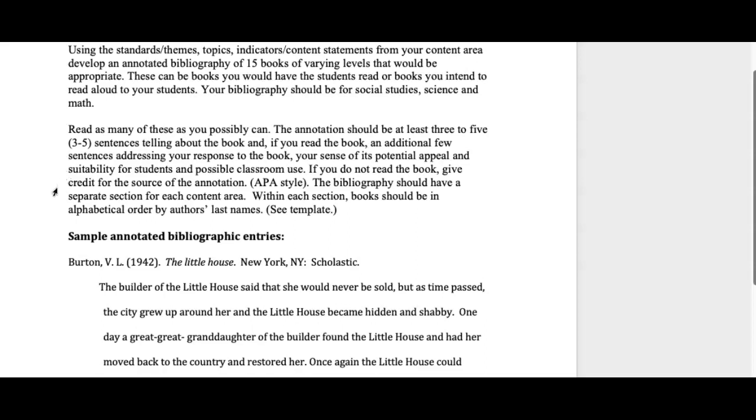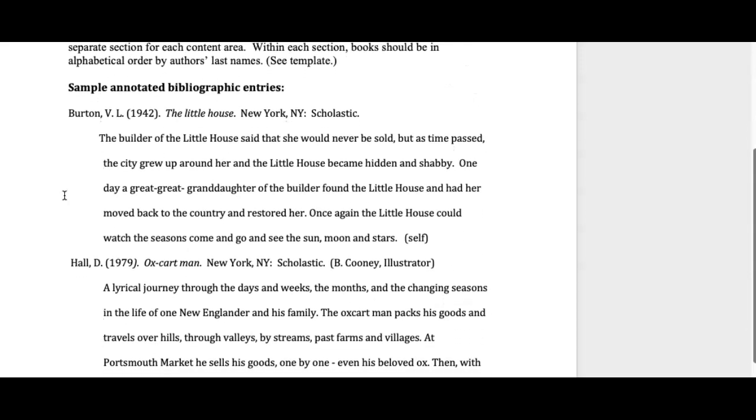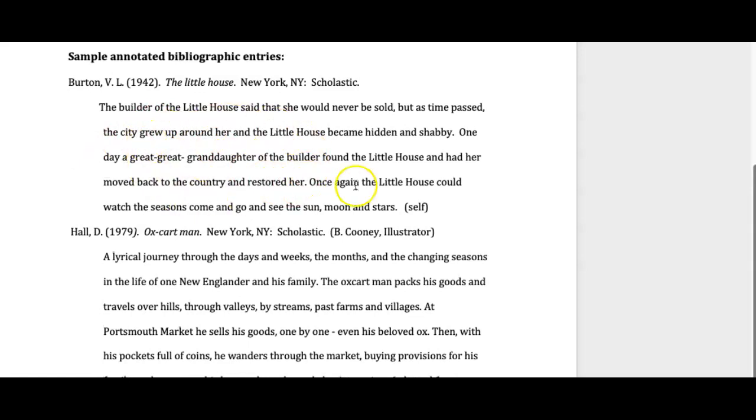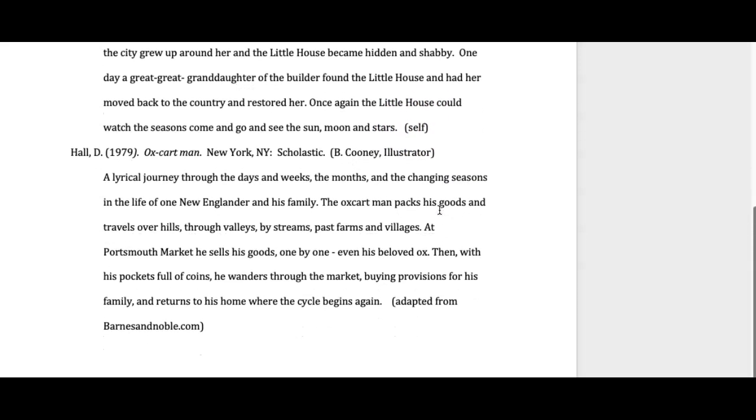The bibliography should have a separate section for each content area: social studies, science, and math. Within each of those sections, books should be in alphabetical order by the author's last names. Here are samples. This book, the student read. Note self at the end. This was adapted from barnesandnoble.com.